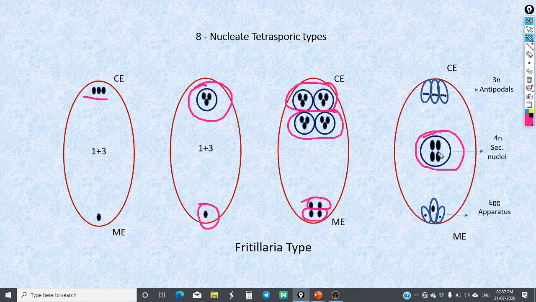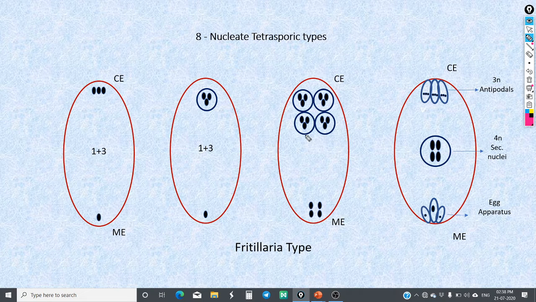And the remaining three, which are present at the micropylar end, develop the cell membrane, and egg apparatus formation takes place. The central one, which is a bigger one, is the egg cell, and the two are the synergids. Okay. So the three which are present at the chalazal end form the antipodals. But here the antipodals are 3N condition because they are formed from the triploid nucleus. Okay, so this triploid nucleus also develops the cell membrane and forms the antipodals. These antipodals may degenerate either before or after the fertilization.